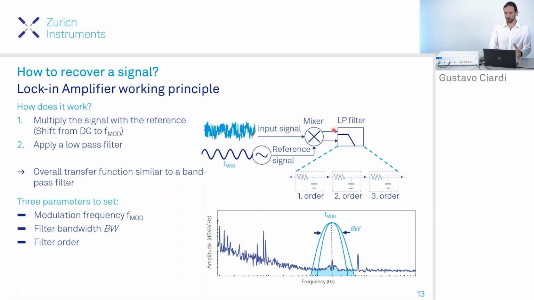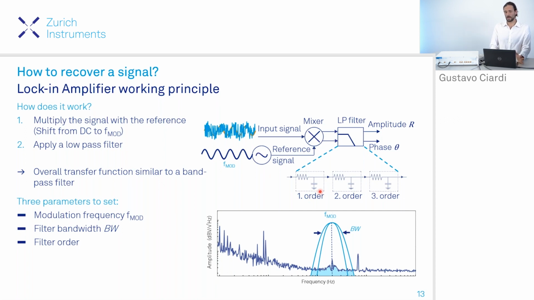component that we don't want. And after the low-pass filter, we are able to recover both amplitude and phase of our signal, the phase with respect to the reference that we multiply the signal with. For lock-in amplifiers, generally low-pass filters are simple RC filters, so depending on the filter order, as we will see in a second, there are multiple filters cascaded one after the other.